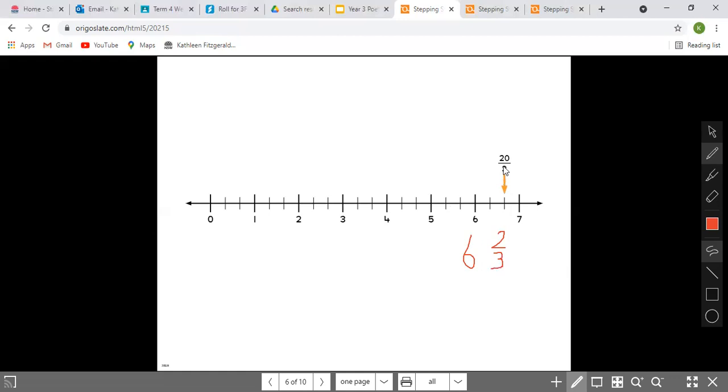The other way we could do it is to divide 3 into 20. So 3 goes into 20. 3 6s are 18. So we've got 6 here. So we've got 3 goes into 20. 3 times 6 equals 18. And then we've got 2 left over. So that gives us 2/3. That's just another way of thinking about it.